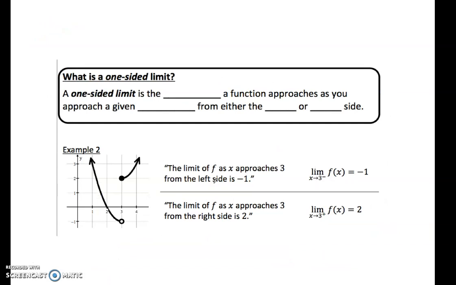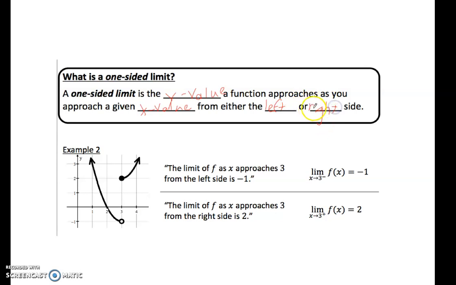All right, so now we're going to formally define what a one-sided limit is graphically. A one-sided limit is the y value a function approaches as you approach a given x value from either the left or the right side.